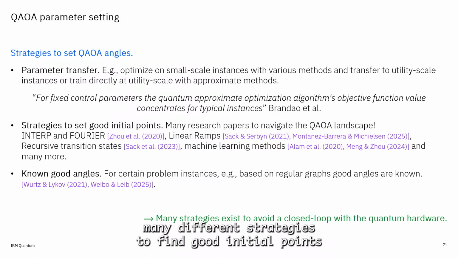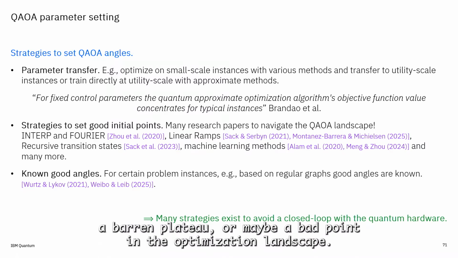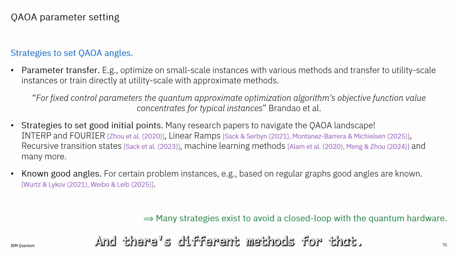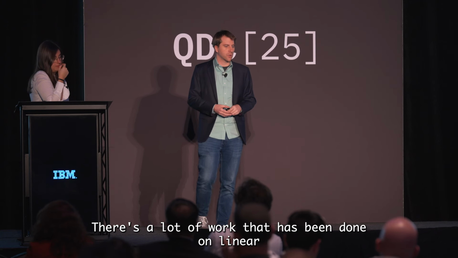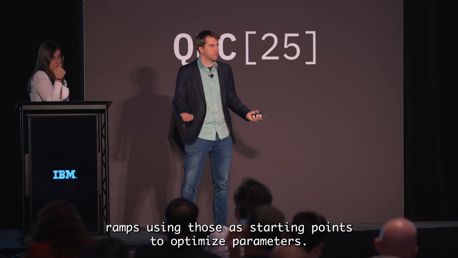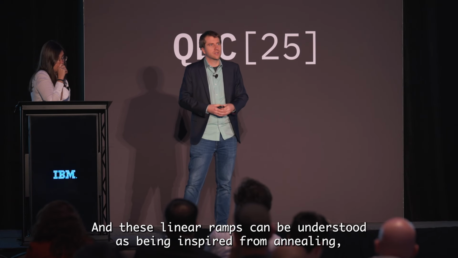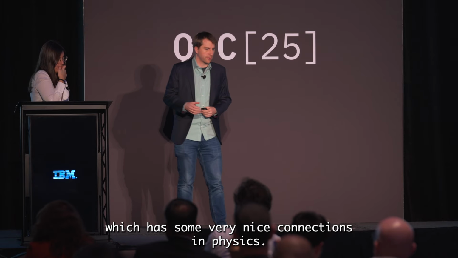Then there are many different strategies to find good initial points to start off the classical solver so that you're not starting close to maybe a barren plateau or maybe a bad point in the optimization landscape. And there's different methods for that. For instance, you've got INTERP and Fourier, which were introduced by Zhu et al. in 2020. There's a lot of work that has been done on linear ramps, using those as starting points to optimize parameters. And these linear ramps can be understood as being inspired from annealing, which has some very nice connections in physics.